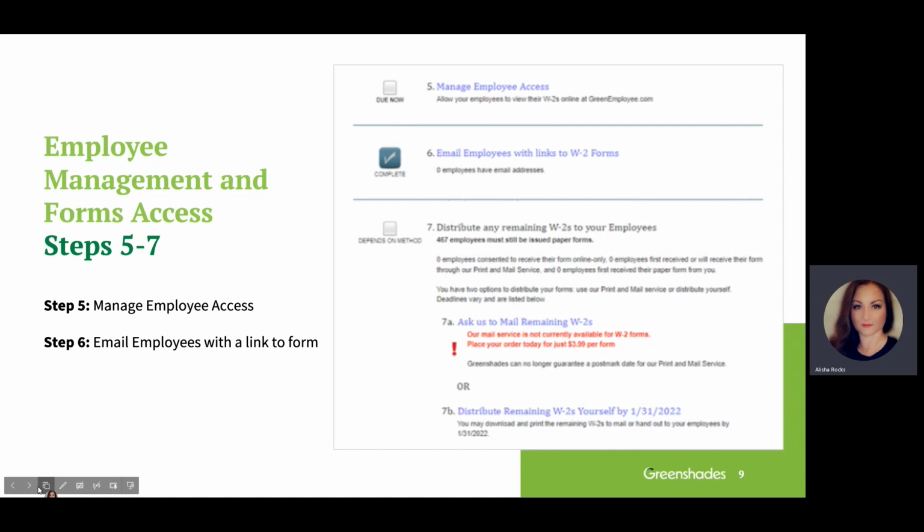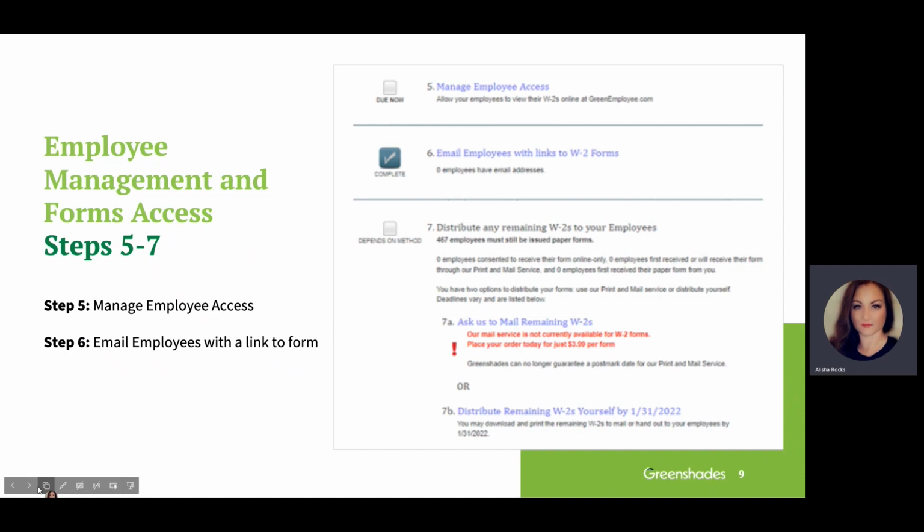Steps 5 through 7 all have to do with getting these forms to your employees. So once you've verified all this information, everything looks correct, you've checked and balanced and checked it twice, you can come back here and turn these forms on for your employees, and that gives them access to these forms electronically, saves you some postage at the end of the year if people don't want a paper copy. And then you can also come in here and send emails out to your employees, letting them know that those forms are available, and it will send them a link basically to their Green Employee account where they can get access to that form.